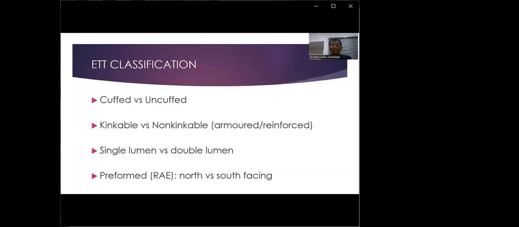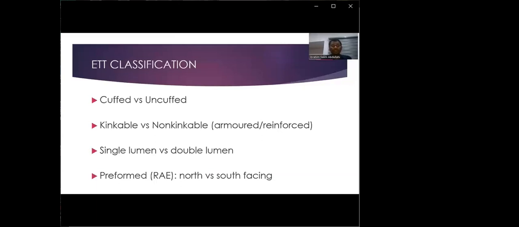Even the smallest size, that is size 2 millimeter, comes with a cuff. However, the cuff is the large volume, low pressure cuff. And then tubes can also be classified as kinkable versus non-kinkable. The non-kinkable are the armored or reinforced tubes, which are mainly used for surgeries involving a shared airway, like ENT and maxillofacial surgeries.